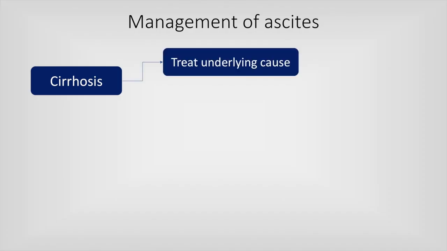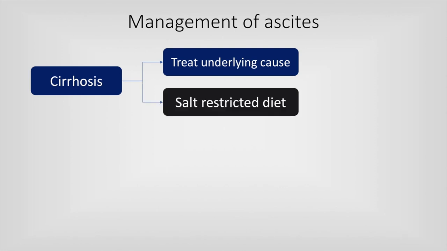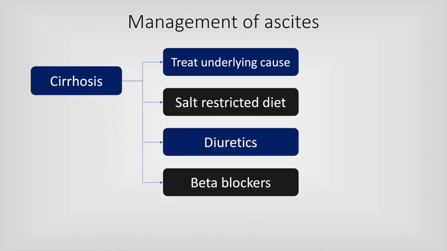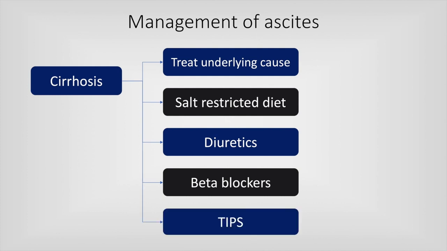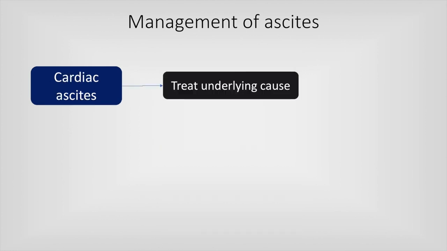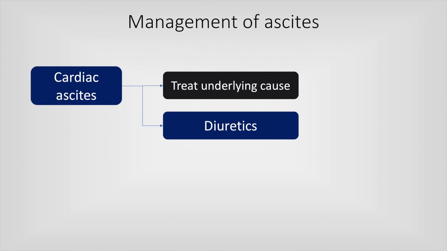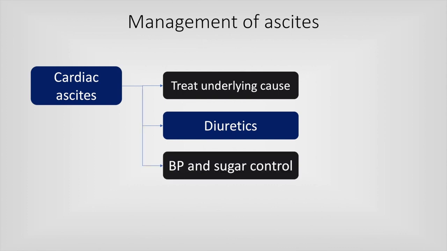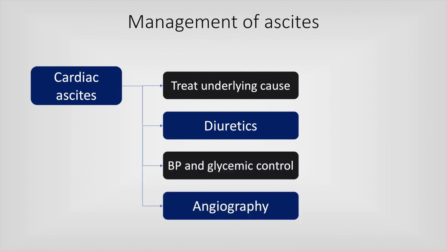The management of ascites includes treatment of the underlying cause. For example, for cirrhosis, we must consider a salt-restricted diet, diuretics, beta blockers, and the TIPS procedure. Details of the TIPS procedure we have discussed in our video on hepatorenal syndrome. Cardiac ascites may be managed with treatment of the underlying cause and use of diuretics, adequate glycemic and blood sugar control, and angiography or angioplasty if indicated.